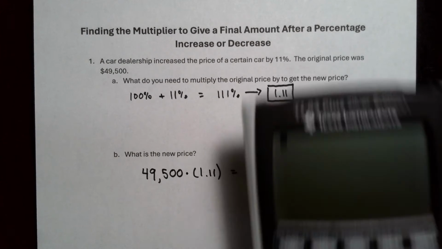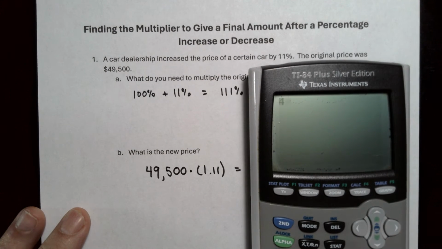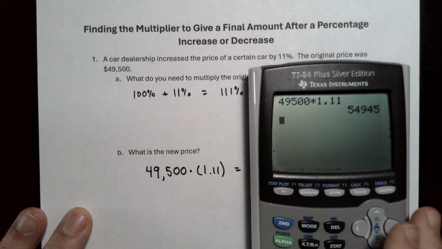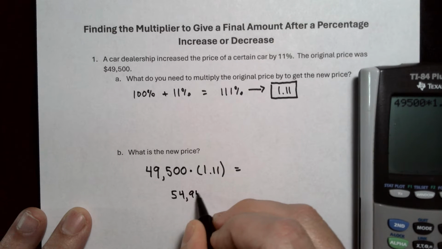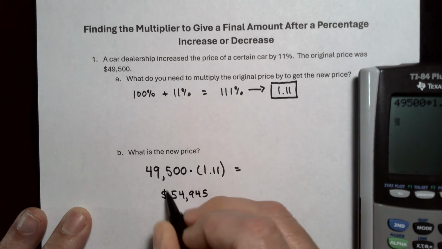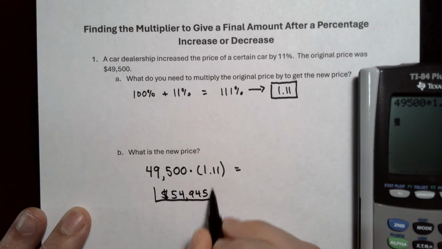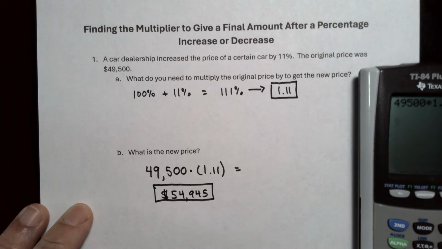Let's see what that is. I'll go to my calculator. Okay, here's 49,500 times 1.11. Okay, so we get $54,945. Okay, so that is the new price after the 11% increase. Okay, let's look at this one.